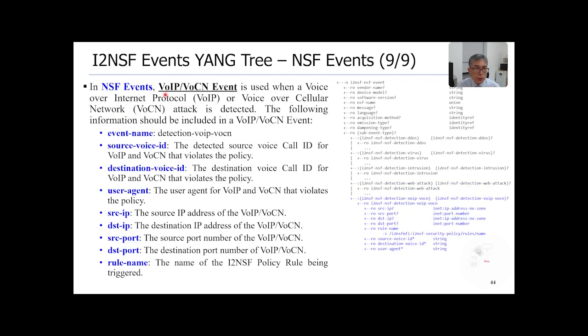In the voice over IP and voice over cellular network case, when an attack is detected, the fields are event name, source voice ID, destination voice ID, user agent, source and destination IP addresses and port numbers, and rule name. So those are the I2NSF NSF event YANG tree for voice over IP and voice over cellular network.